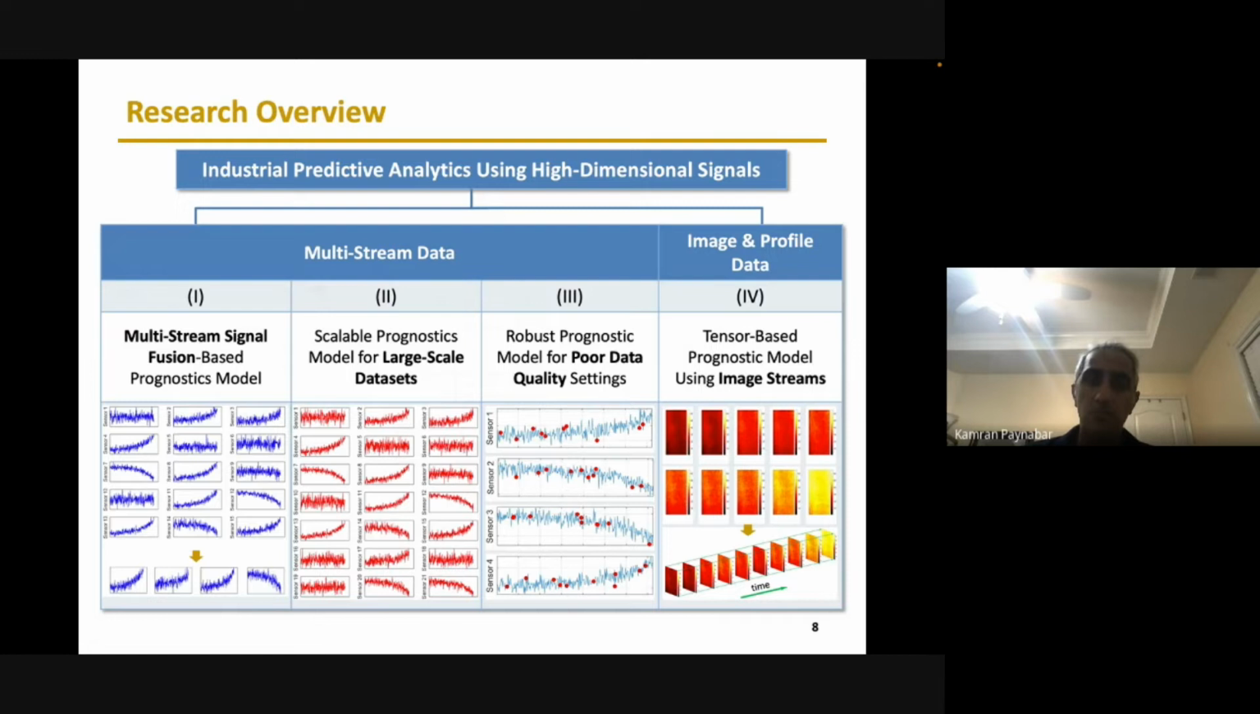All right. As I said, there are different problems in prognostics that we worked on with my colleagues and my students. One is multi-stream signal fusion based prognostics, so identifying informative sensors and making a prediction based on them. What if we have a very large data set? Can we have an efficient algorithm for estimating the remaining lifetime which is scalable to large data sets? That's another topic that we work on.